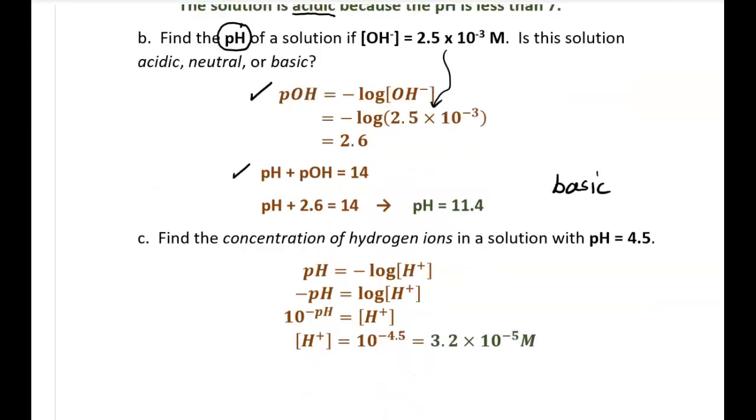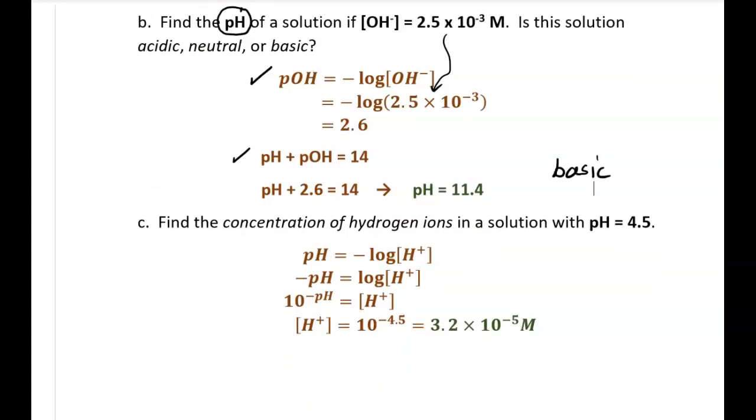Now question C. Find the concentration of hydrogen ions in a solution when we're given the pH value. So use the pH formula because that gives a relationship between pH and concentration of hydrogen ions. Now let's pull a couple of algebra tricks here to get the concentration of hydrogen ions alone. First, divide by -1 on both sides to get the logarithm alone. Now we have negative pH equals the logarithm of the hydrogen ion concentration.